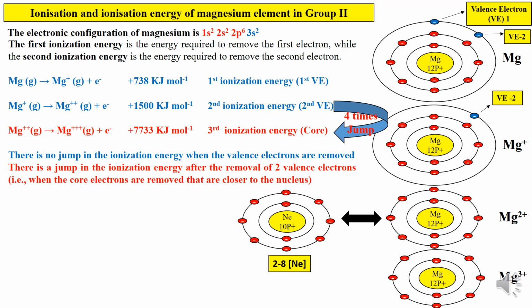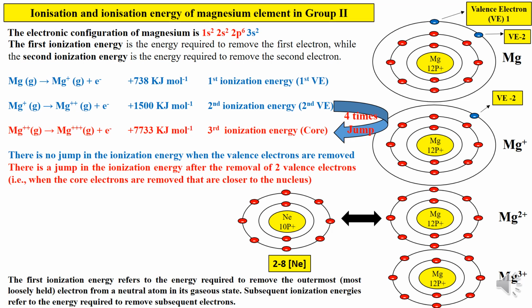Once 2 valence electrons are removed, it will attain the stable electronic configuration of neon, which is the nearest noble gas in the periodic table, and it will be difficult to remove. It's not that it is impossible, it is difficult to remove. So more energy is required. First ionization energy refers to the energy required to remove the most loosely held electron. These valence electrons are loosely held as compared to the core electrons.